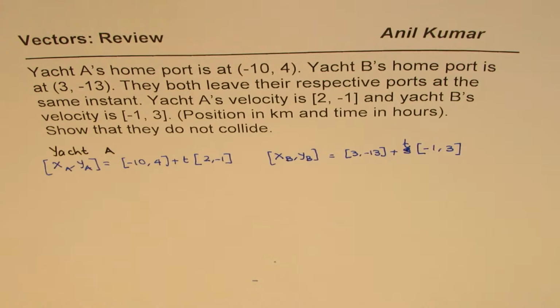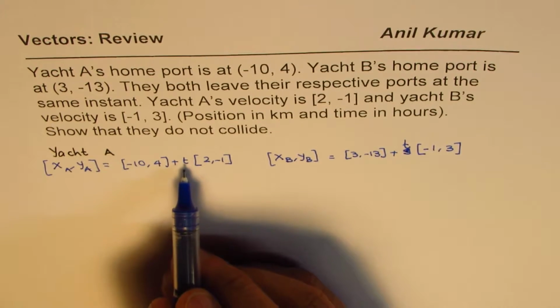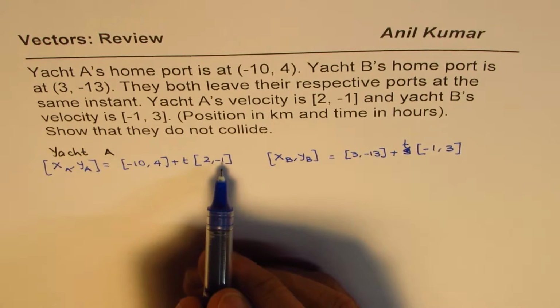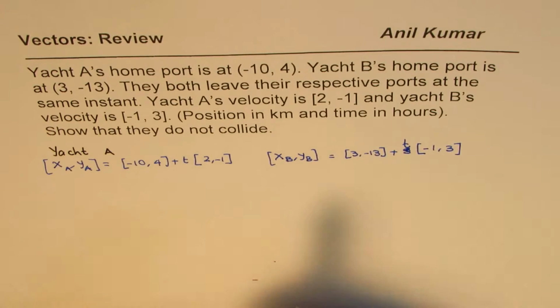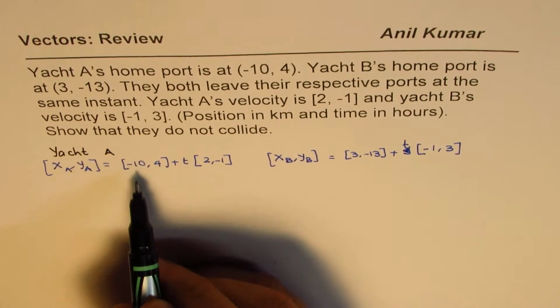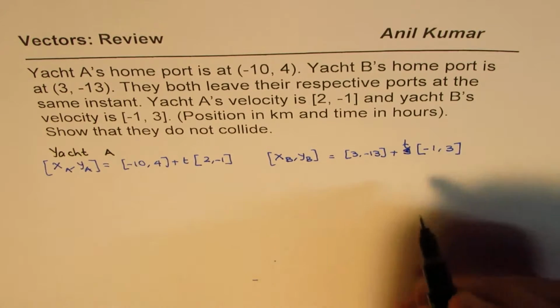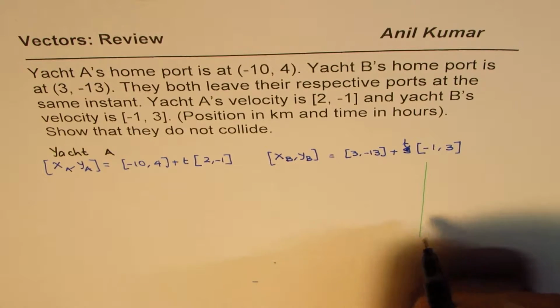they are at different positions, right? So the idea here is to find where the paths will meet, right? So we are saying that the two paths, okay. So let us try to understand the situation. So this boat is at (-10, 4). That one is at (3, -13). So let's kind of sketch it, right?